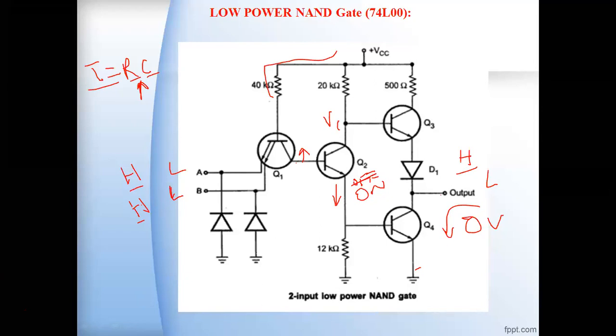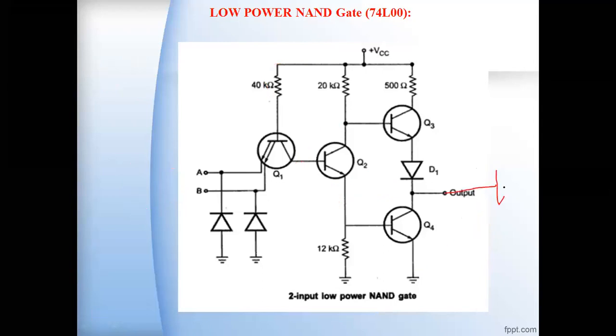So how can we obtain the TTL AND gate? By taking an inverter circuit. So at this output, we will connect an inverter circuit. If you connect an inverter at the output of this NAND gate, the output of the transistor gives the TTL AND gate output.